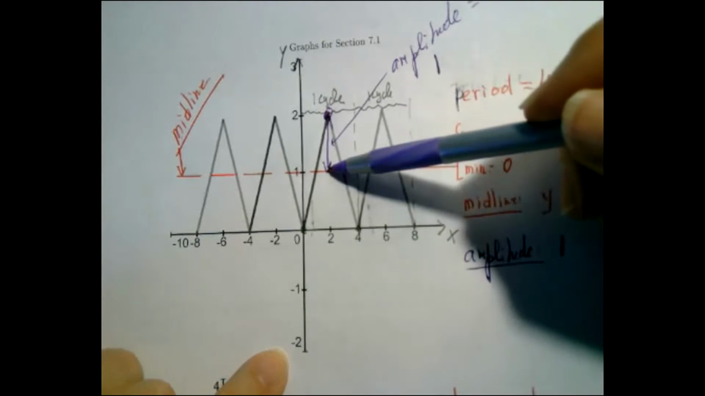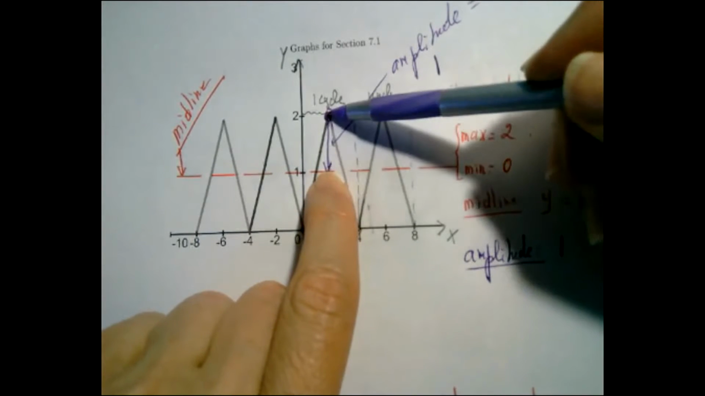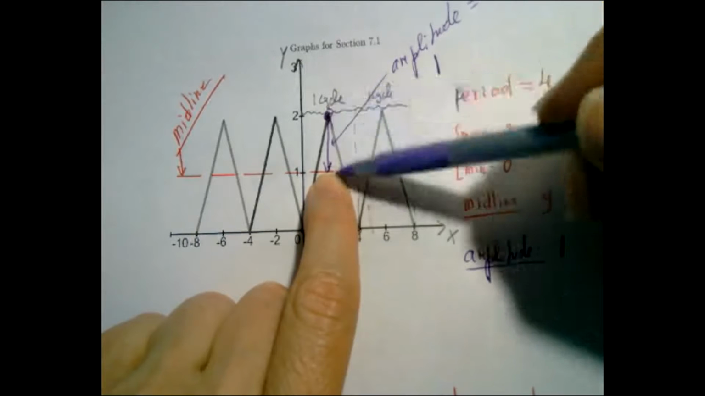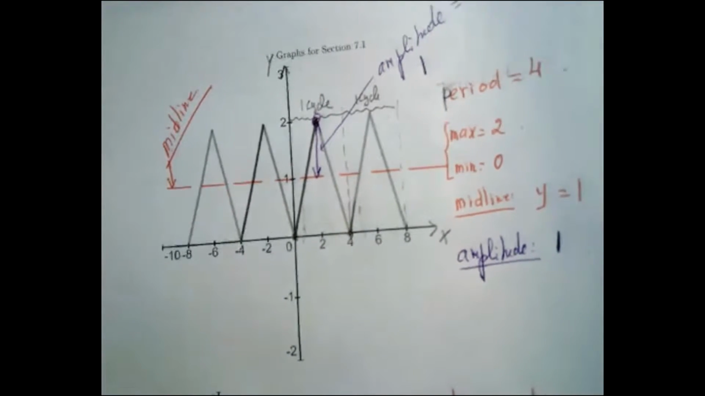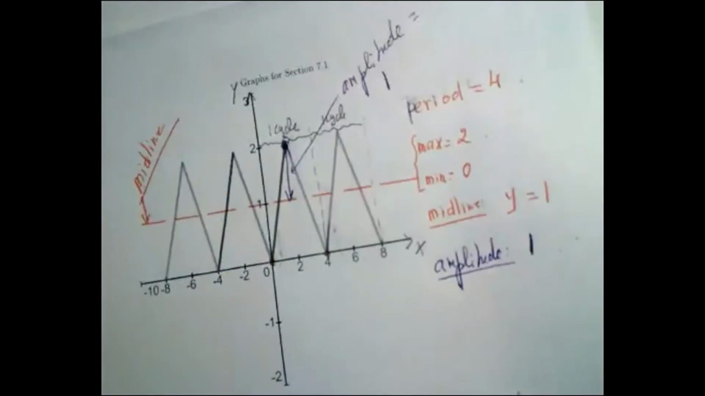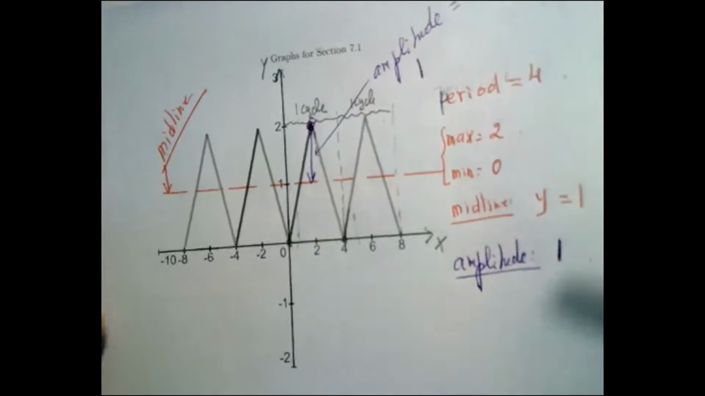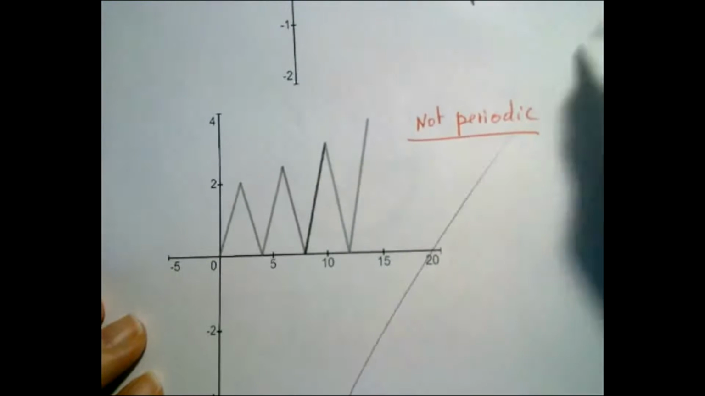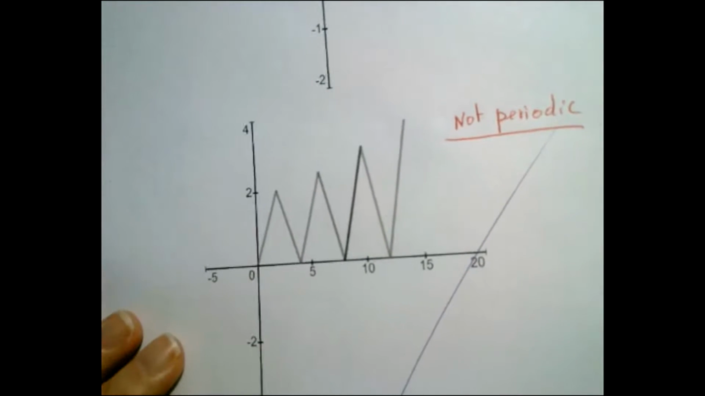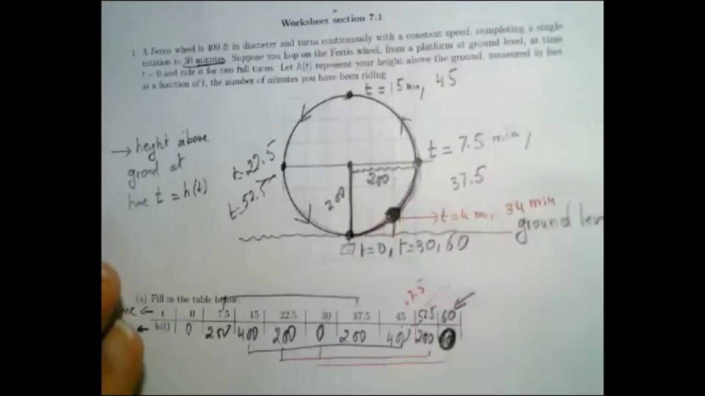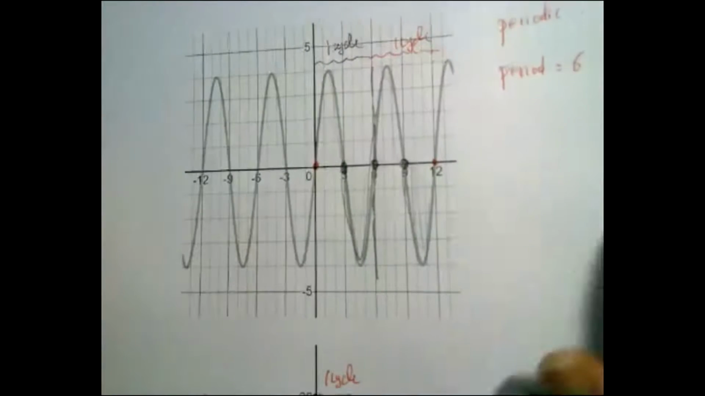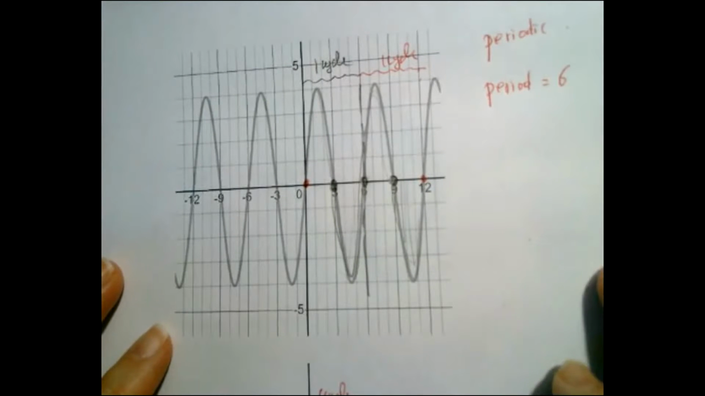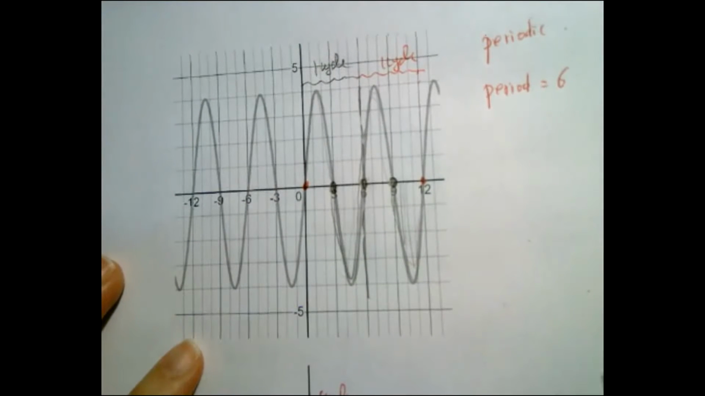So the midline is a line, y equal to 1. Amplitude is how far we are from the middle to the top. Now we're going to take every example I took before and find the midline and the amplitude. The second example was not periodic, forget it, there is no midline and no amplitude there. Now, the third example is here. Again, I need to find the midline and the amplitude.